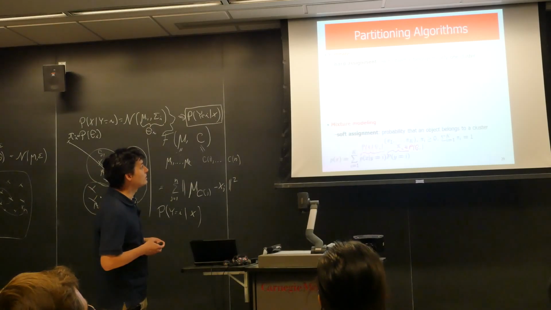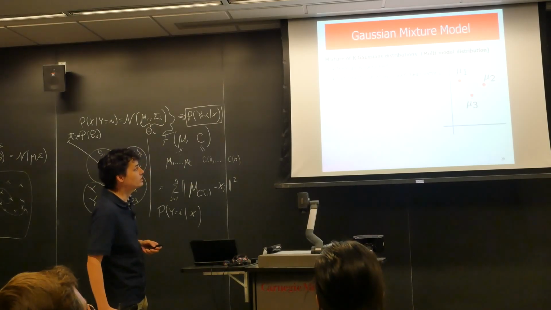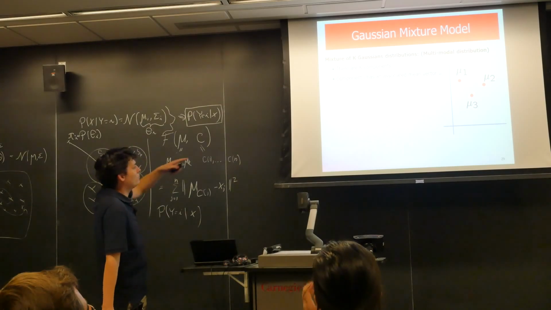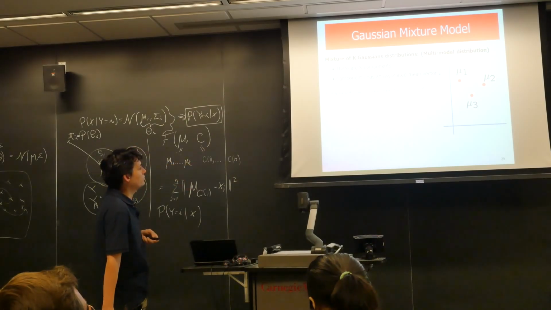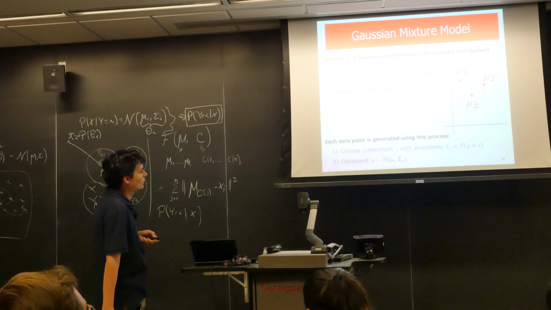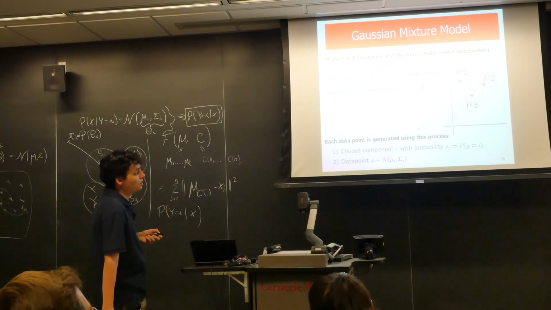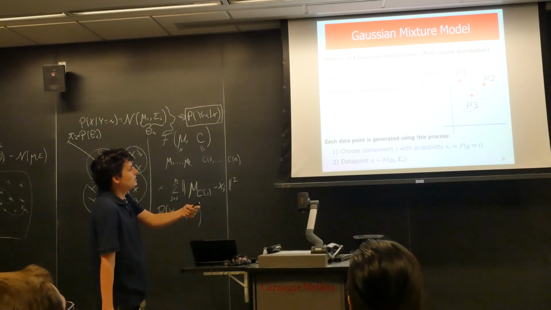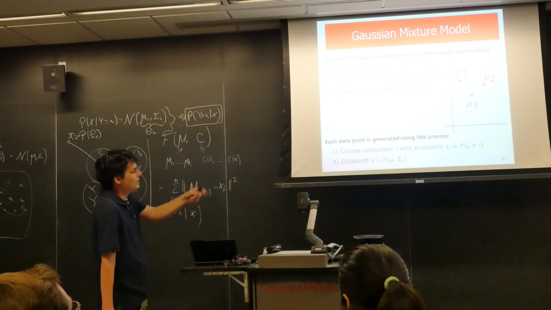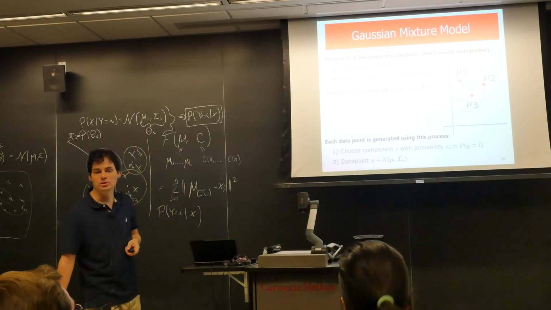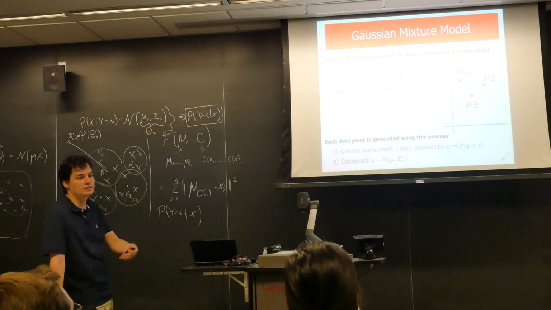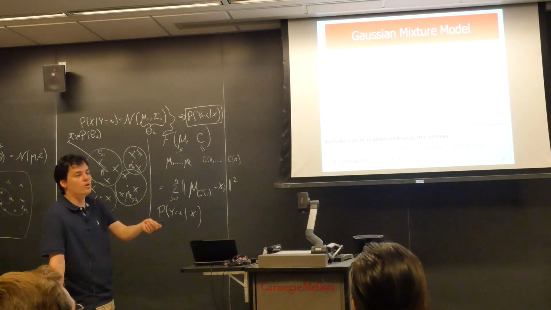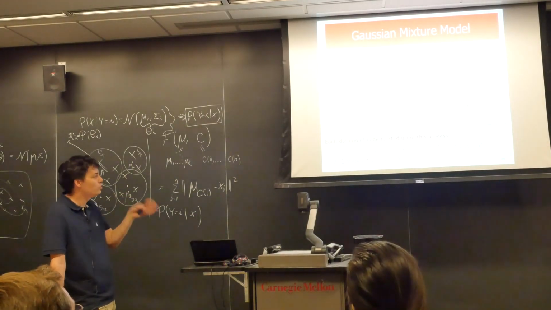Here I just demonstrate how you can draw samples from a Gaussian mixture model if the parameters mu1, mu2, mu3 and the covariance matrices are known. You choose a component i with probability pi i, so that's the probability that this point belongs to class i. You choose this Gaussian distribution which has parameters mu i, sigma i, and then you draw a data point x from it. So that's a generative process to draw points from a mixture of Gaussian distributions if you know the parameters mu i, sigma i, pi i.